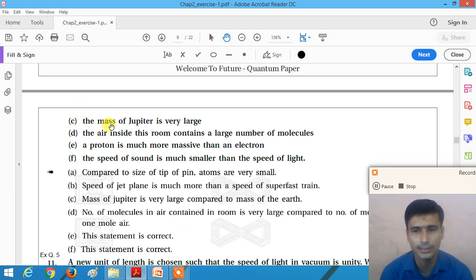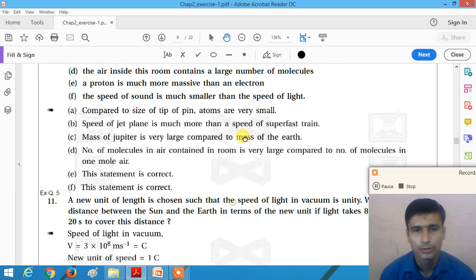Third statement is that the mass of Jupiter is very large. The mass of Jupiter is very large compared to the moon, compared to the other planets in the sky, right? So in the universe. So we modify this statement: the mass of Jupiter is very large compared to the mass of the Earth. The mass of Jupiter is very large compared to the other planets, right?